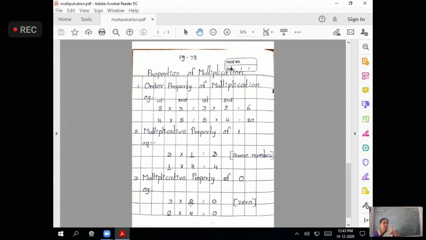In the question, 1 means the answer will be the same number. What is the second number? Here 3 into 1, so 3 is the answer. Here the second number is 4, so the answer is also 4. Don't confuse the second and third property. If you look at the 0 in the question, automatically the answer will become 0. If you see the 1 in the question, automatically the same number will become the answer.